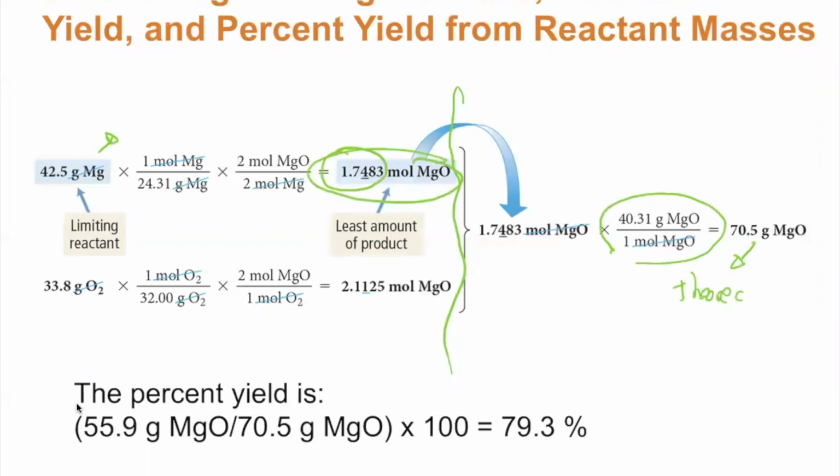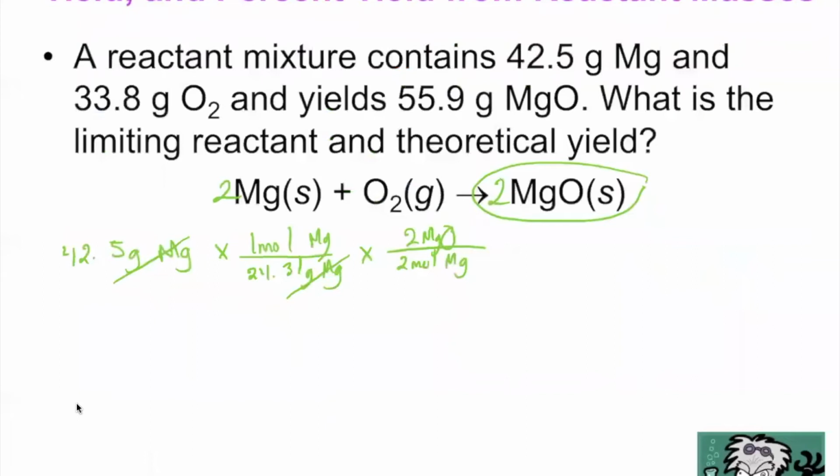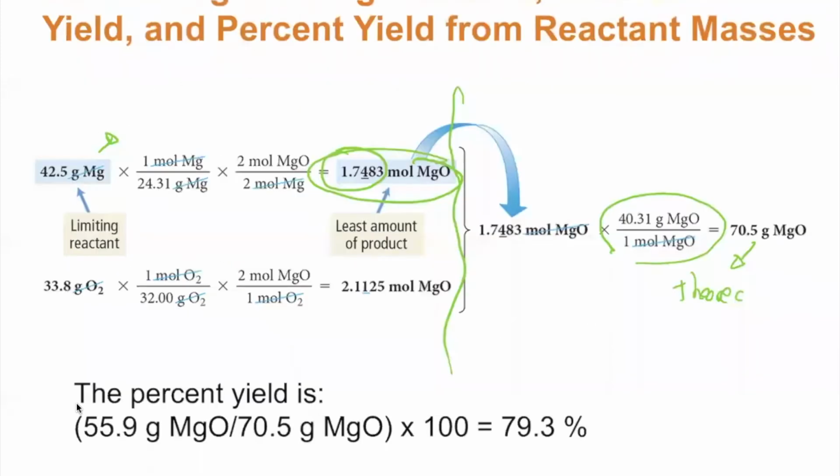Theoretical yield. Notice in the previous slide, it tells you that it yields. This word yields means that you produce. So that 55.9 is going to be your actual yield. So to calculate the percent yield, it will be 55.9 divided by 70.5 times 100. That will give you your percent yield.